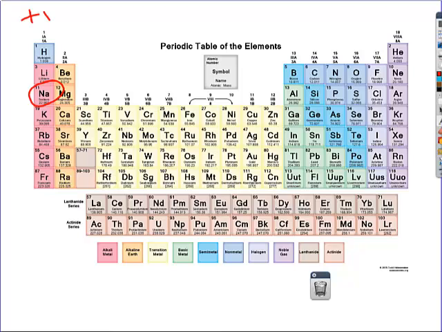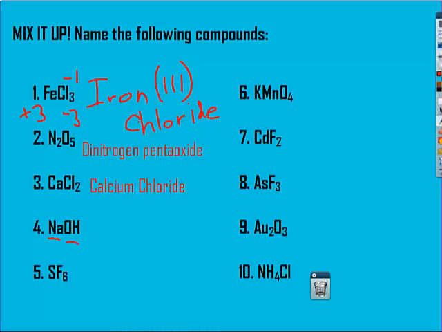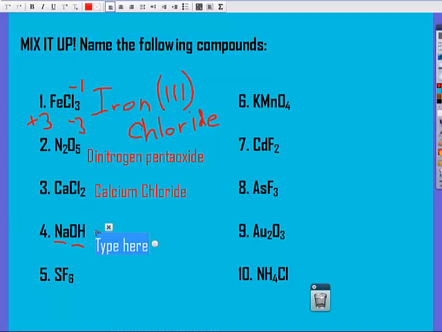Where can I find OH, though? If you remember, that's a polyatomic ion. Look on the back of the periodic table. OH, OH, OH. There it is. OH. And so let's name my metal first. So it's going to be sodium. And then name OH. Hydroxide. And there we go. Sodium hydroxide.